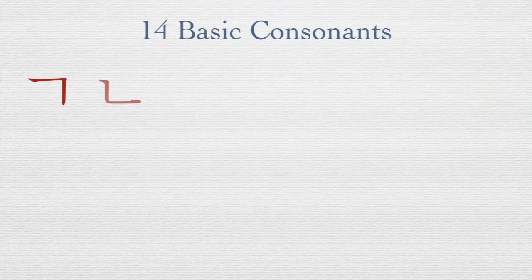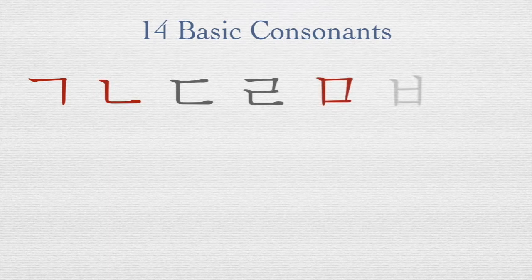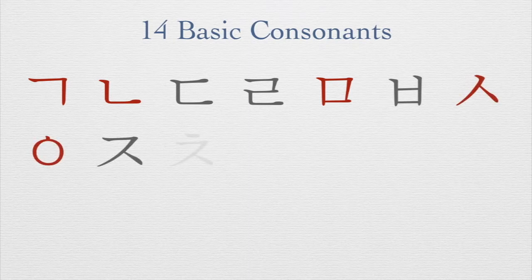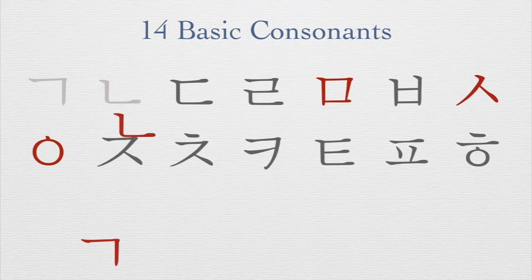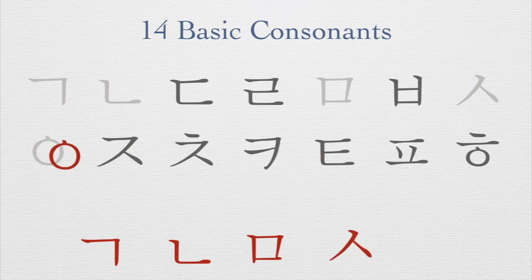기역, 니은, 디귿, 리을, 미음, 비읍, 시옷, 이응, 지읒, 치읒, 키읔, 티읒, 피읍, 히읗. You don't have to worry about how to read individual consonants yet. Just focus on what sounds each consonant has and how to write them. Among these 14 basic consonants, 기역, 니은, 미음, 시옷, 이응 are important in making other consonants.